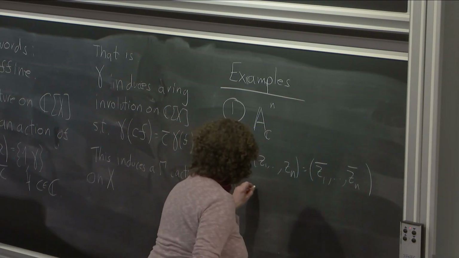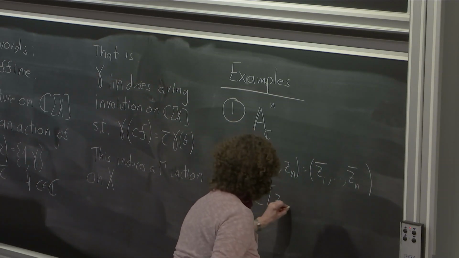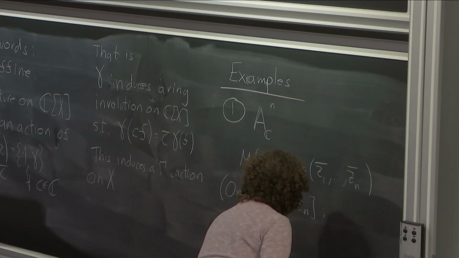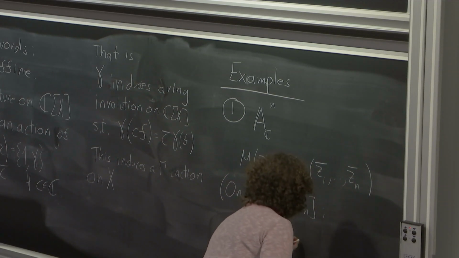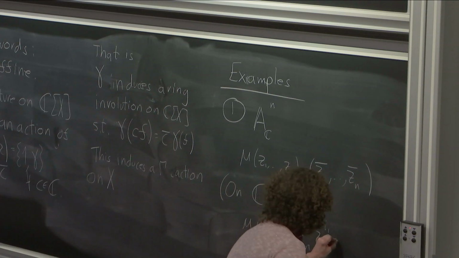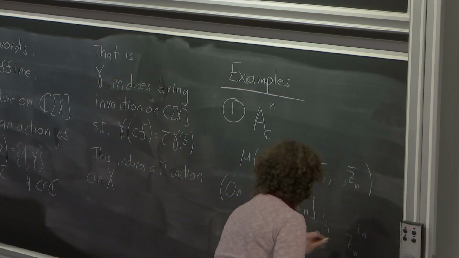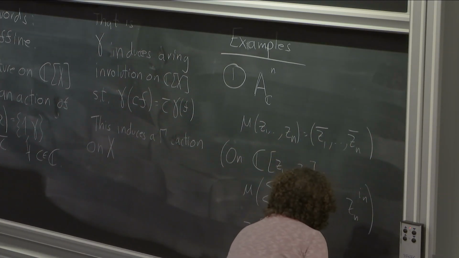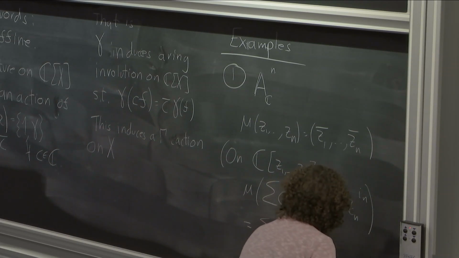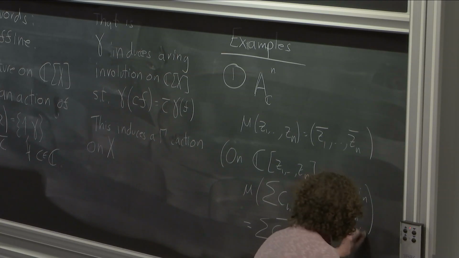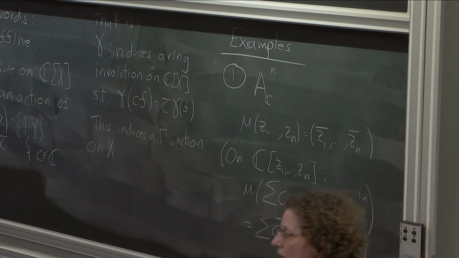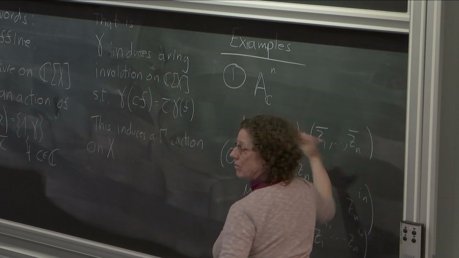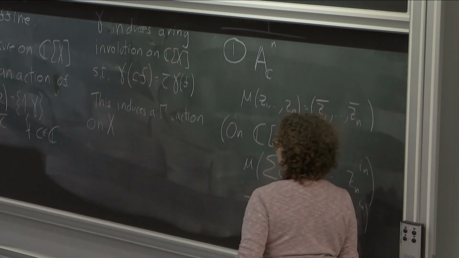On the ring of functions, what does it do? It's mu of any polynomial, the sum of C_{i1...in} Z1^{i1} ... Zn^{in}, it'll be the sum of C_{i1...in} bar, Z1^{i1} ... Zn^{in}. It just changes the constants, doesn't do anything else to all the other variables. So this is a typical real structure on affine space.